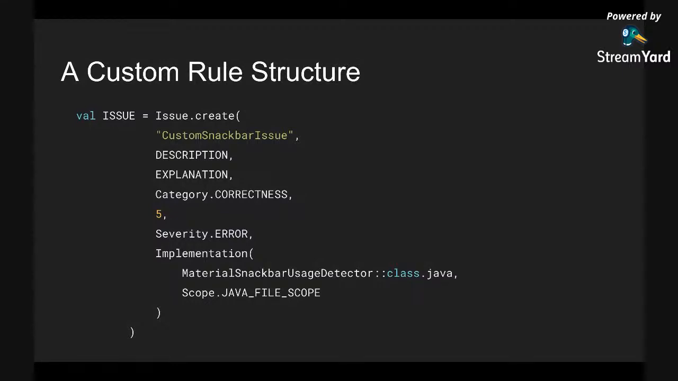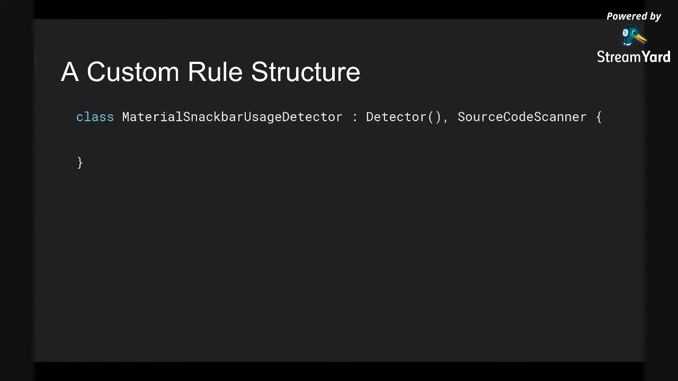The issue structure is again similar. The only difference you will see is towards the end in the implementation, my scope is Java file scope. Earlier we were using a resource scope. This time we're using a Java file scope. Also remember that Java file scope applies on Kotlin files as well. Now looking at the structure of the lint rule, this will have a lot of similarities compared to the previous rule.